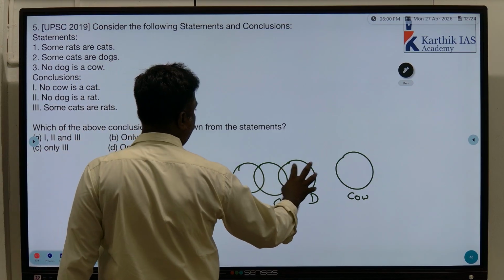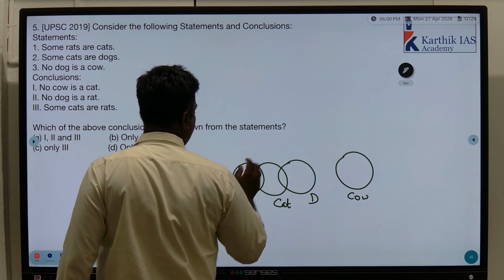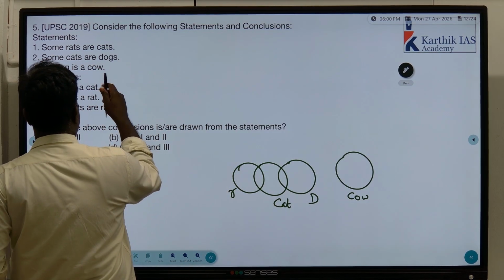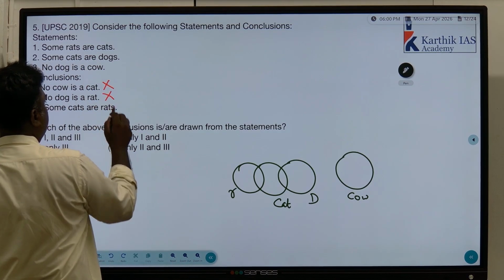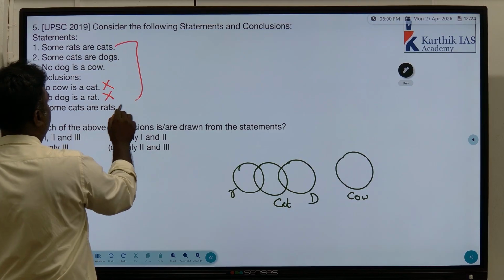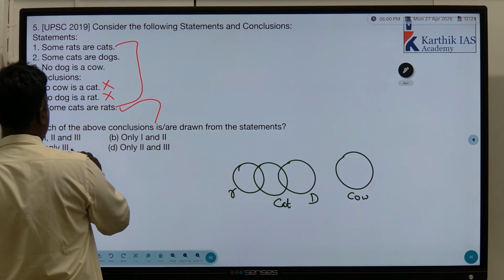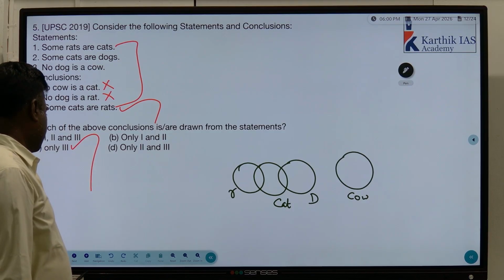See, no dog is a cow, right? This cow we can make it here also, right? So we can't confirm. No dog is a rat, that also we can't say. Some cats are rats, that is sure because this is correct. So only 3 conclusion follows.